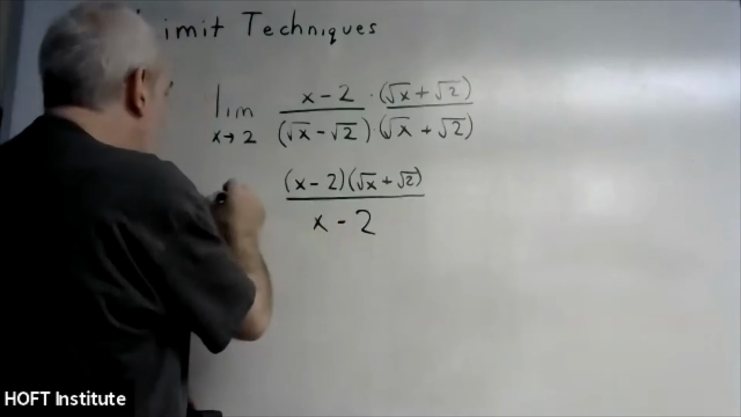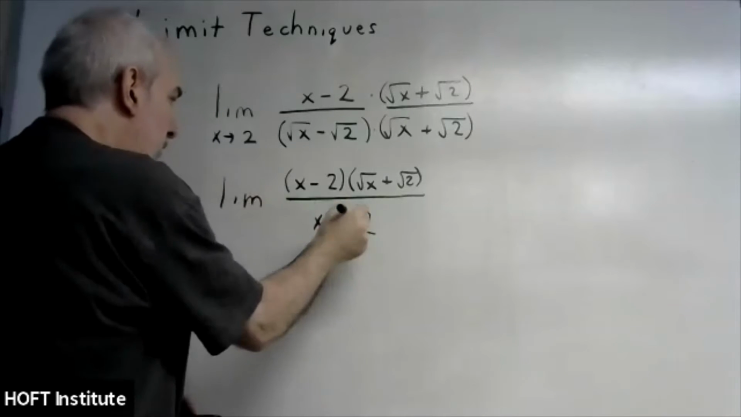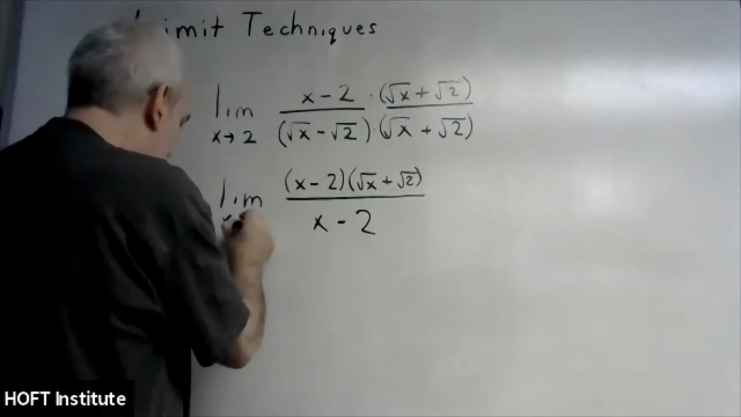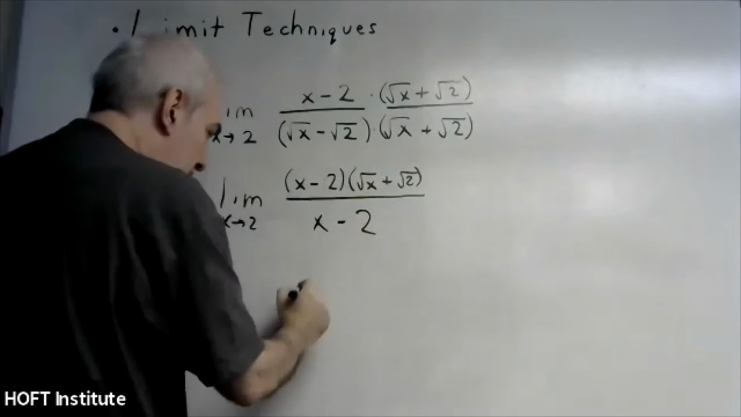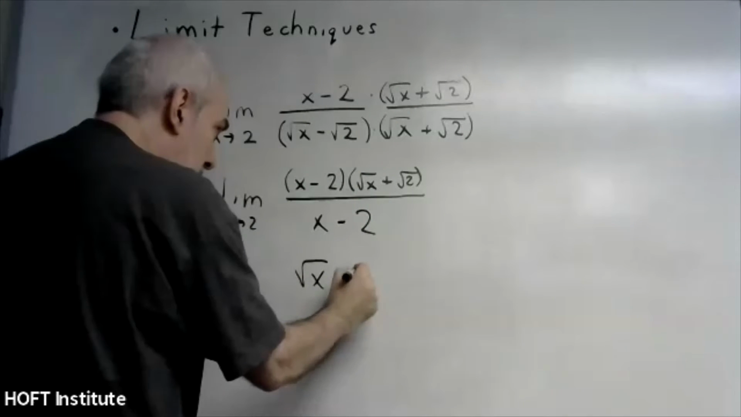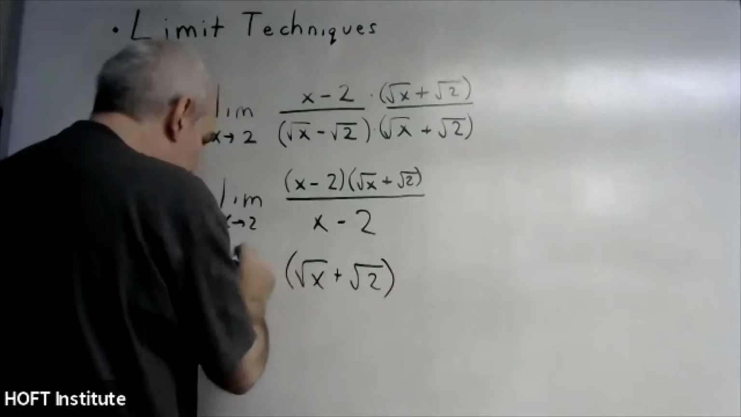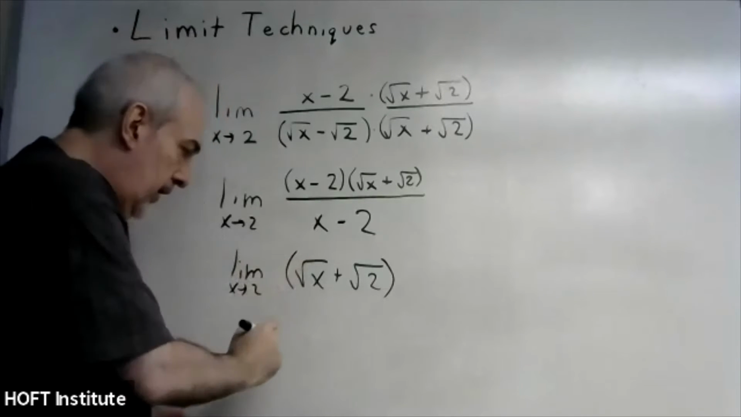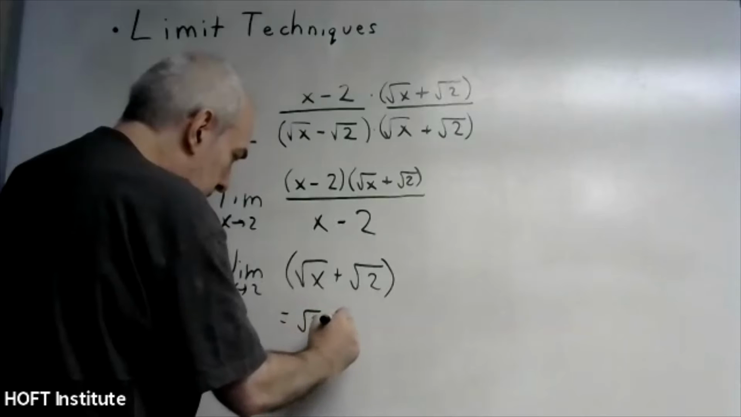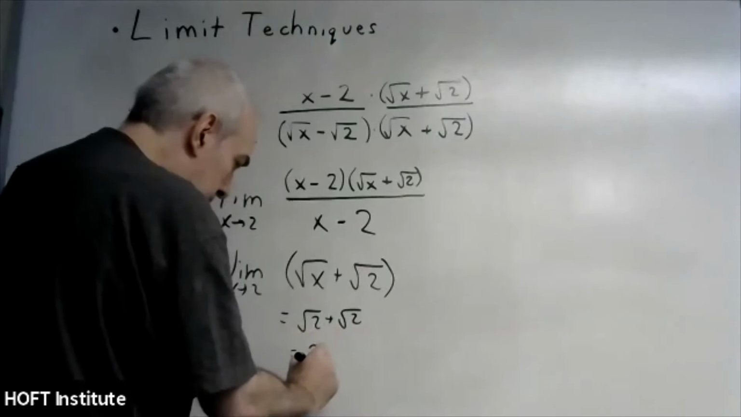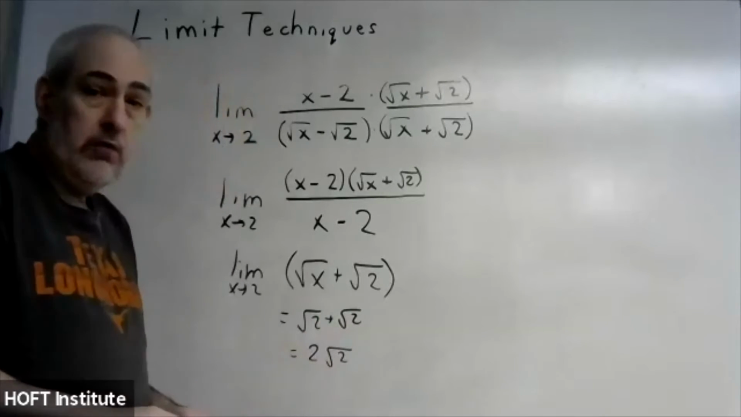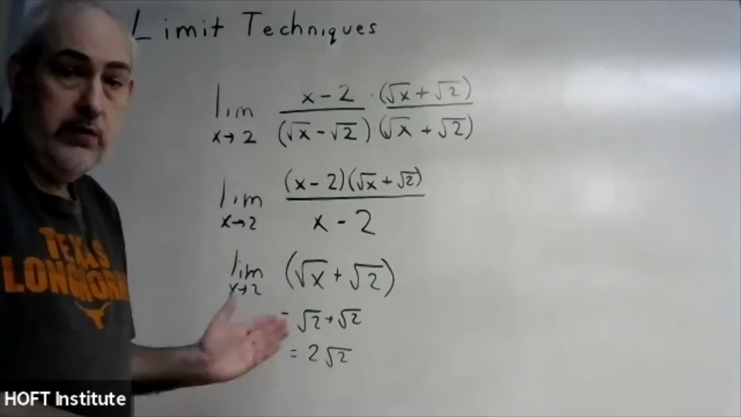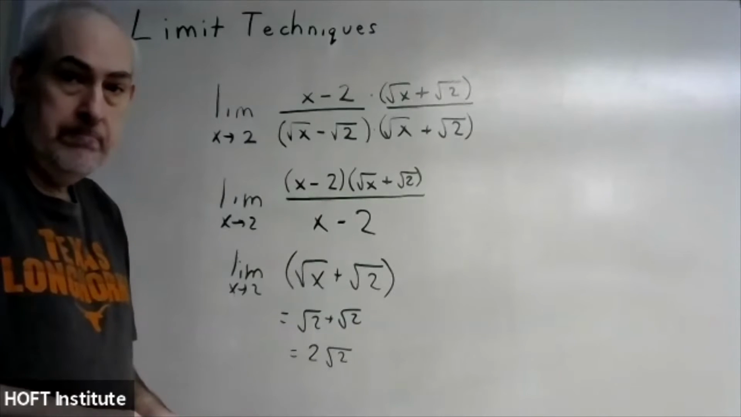Ah, that's convenient because now the denominator, x minus 2, is the same as that factor on top. So we can cancel those two factors, just leaving square root of x plus square root of 2. So now if you plug in 2, you get square root of 2 plus another square root of 2, which is 2 square roots of 2.